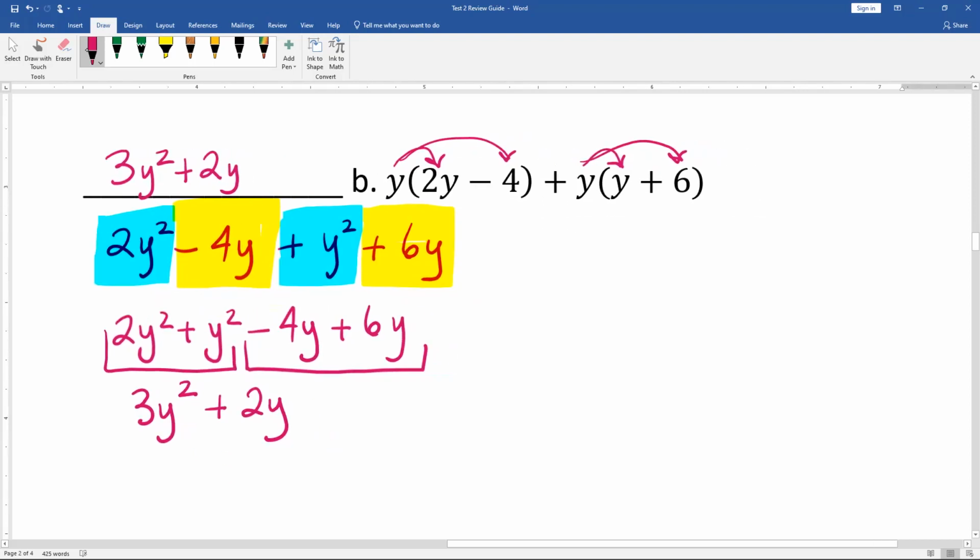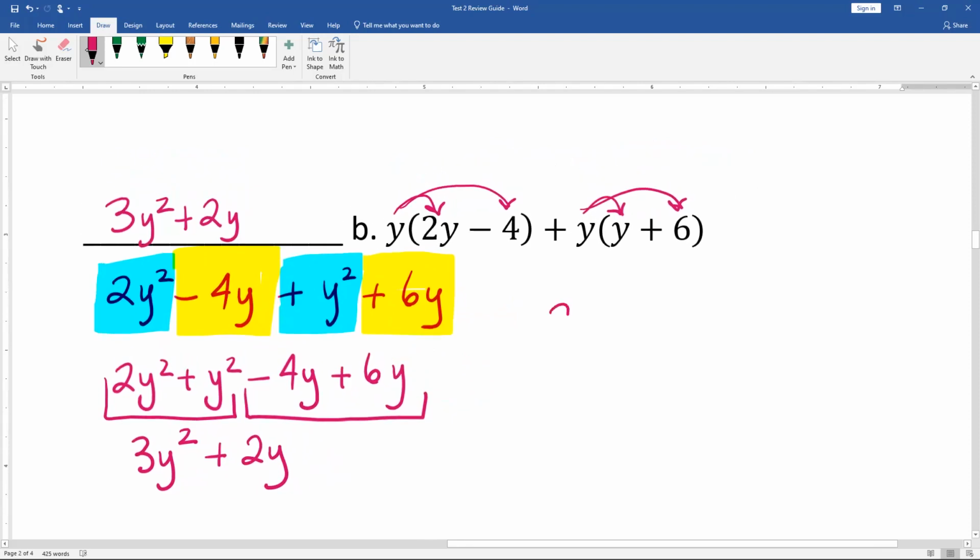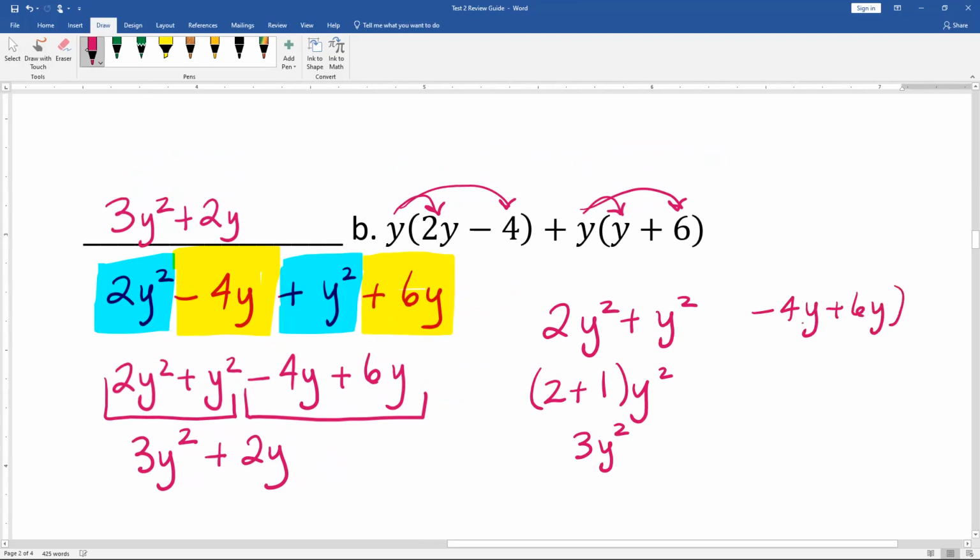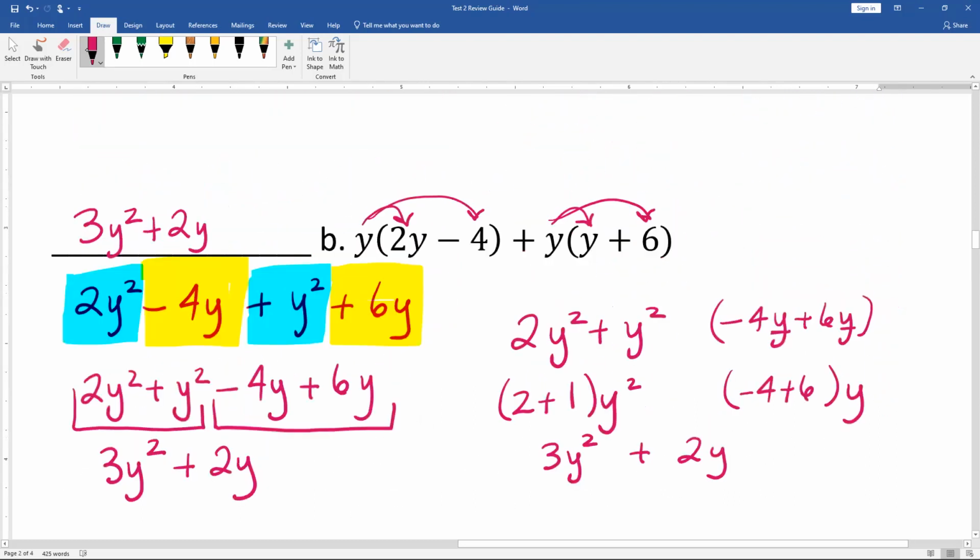So for example, with this one, I'm just going to show you so you can see what I'm talking about. 2y squared plus y squared. So I'm going to factor out my y squared and add my coefficients. So I take out the y squared and I just have 2 plus 1. That's where I get the 3y squared. And then when I have negative 4y plus 6y, I have a like factor here with the y. So I take the y out and I end up with negative 4 plus 6. So this gives me 2y, and that's where I get my answer from. All right, that was B.